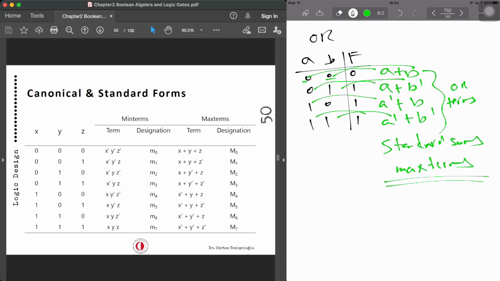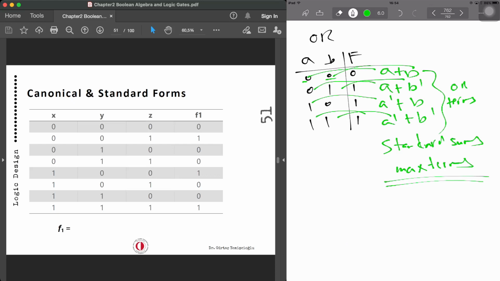And the max terms, which are OR terms, are going to be the opposite of that. So when it is 0, it's x. When it is 1, it's x prime, and they are all ORed together, and that is designated with capital M0 to capital M7. Now, how are we identifying the min terms and the max terms in a function? That's what we are going to see next.